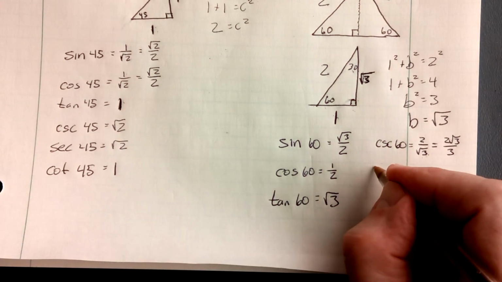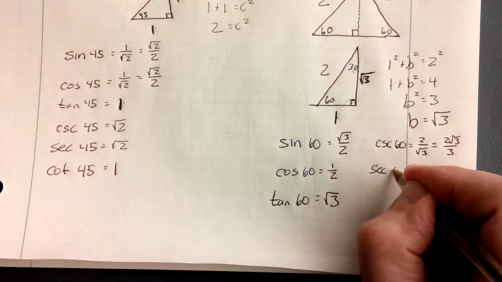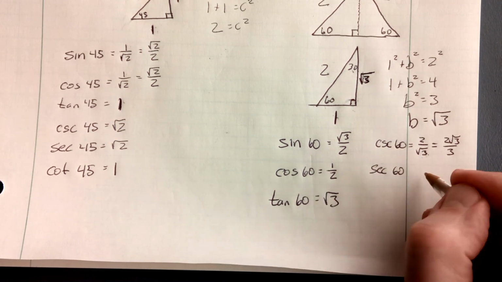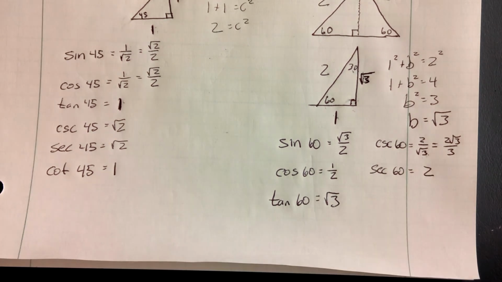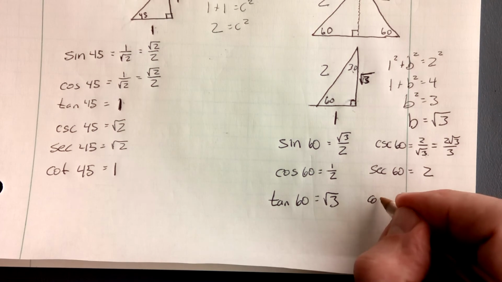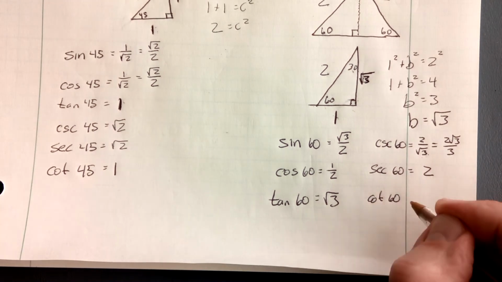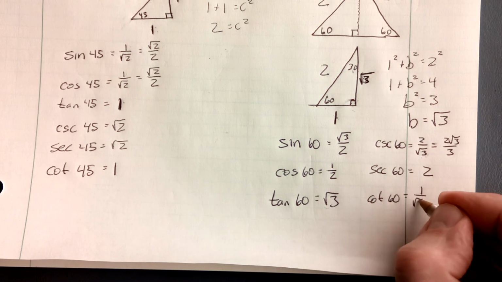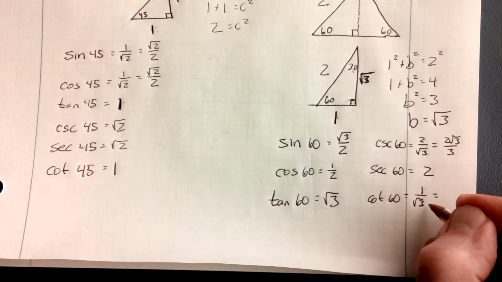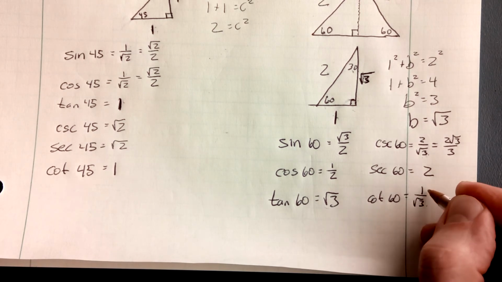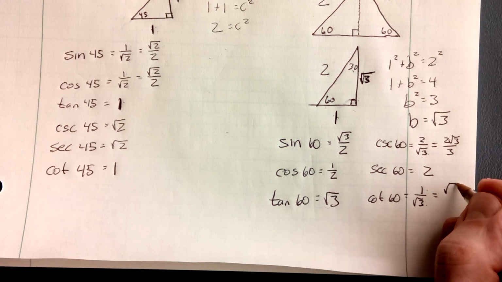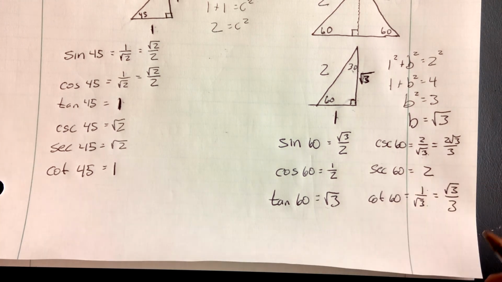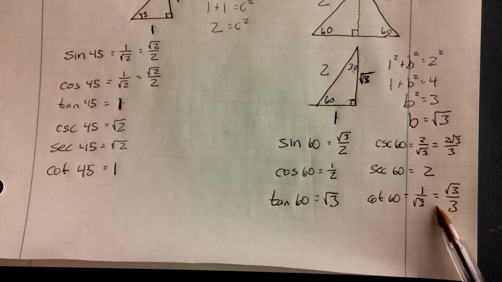The secant of 60 is the reciprocal of 1/2, so it's just 2. The cotangent of 60 is the reciprocal of the tangent. So it's going to be 1 over the square root of 3, which I need to rationalize the denominator. So I'm going to multiply by the square root of 3 over the square root of 3. I'm going to get the square root of 3 over 3. And there is my cotangent of 60 degrees.